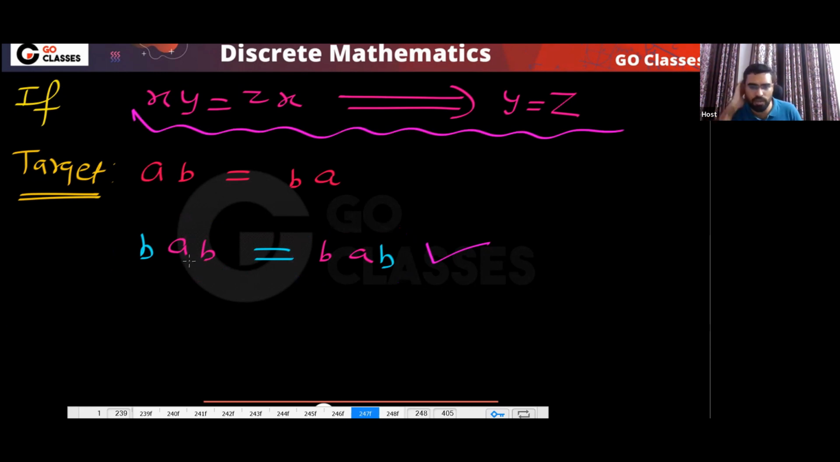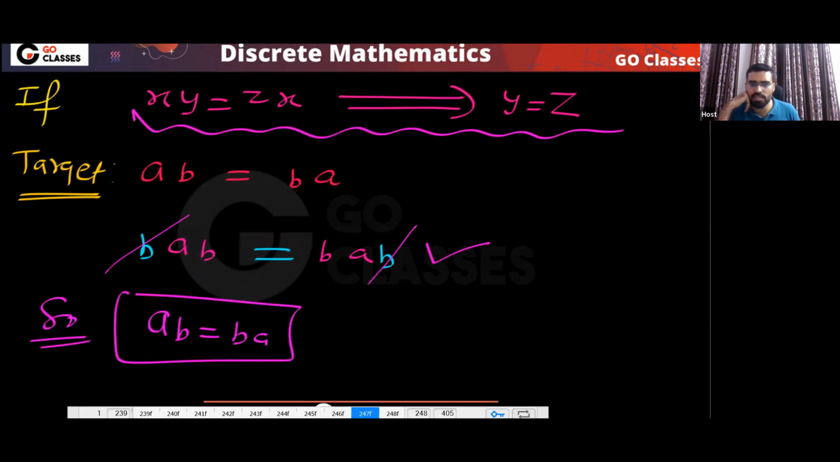Very good, Sahana, very good. So because of the associative property, this is correct. Because of the associative property, we can remove the parenthesis. Now, by this property, I can remove it like this. So I got AB equal to BA. That's it. Yes or no? So if you have an abelian group, this is our target, and this is the proof.